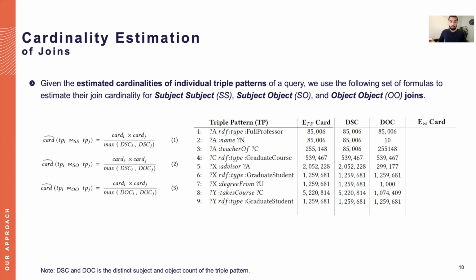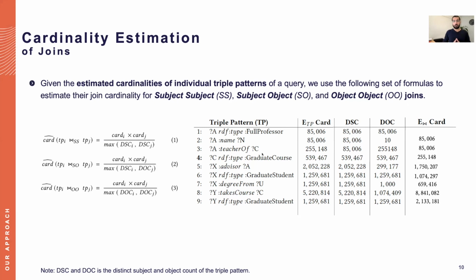For example, to compute the estimated joint cardinality for triple pattern 1 and 2, where there is a join between the subject of triple pattern 1 and the subject of triple pattern 2, we use formula number 1, and here is the estimated joint cardinality. Similarly, we move further and compute the estimated joint cardinality for triple 2 and 3, where still there is a join between subject-subject. Then we compute joint cardinality between triple pattern 3 and 4, where the join is between subject and object, and so on.